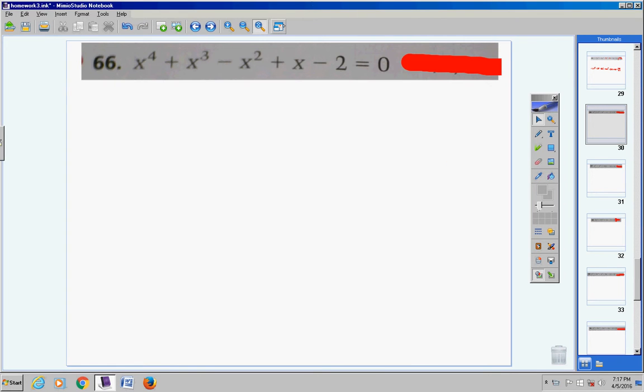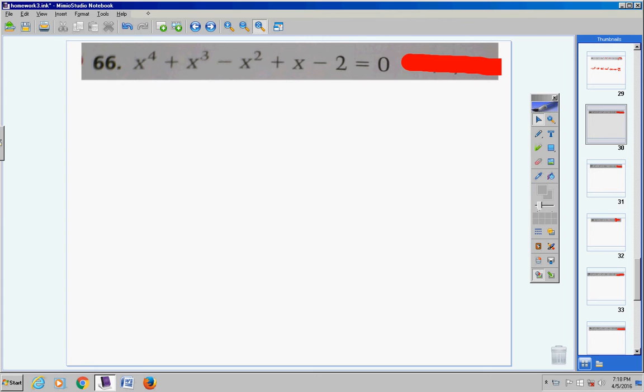Kids, welcome to the second part of your Chapter 10 or Chapter 9 review sheet. We're on the section on page 510, numbers 66 through 72. We are finding all solutions. That includes real and imaginary.